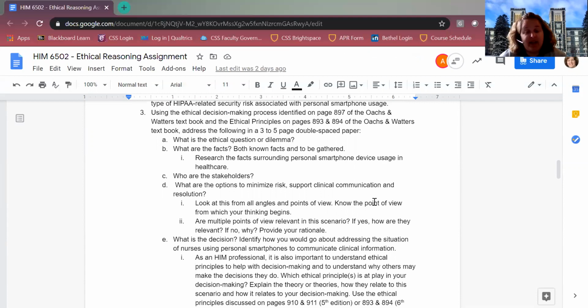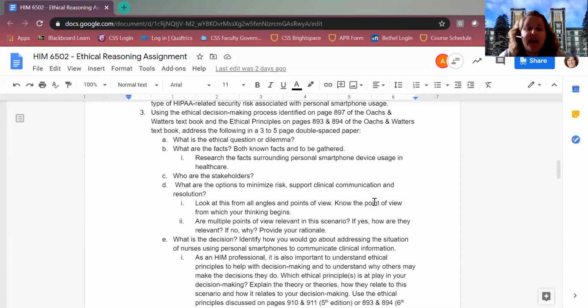So here, I guess right away, if you find a fact that, say, personal smartphone usage in healthcare is one of the leading causes of HIPAA violations in the United States, I have no idea if that's true or not, but if you're making a statement like that, you need to support that. And this is evidenced by such and such research study, whatever it is, based on research done by such and such organization. So that's where that comes in.